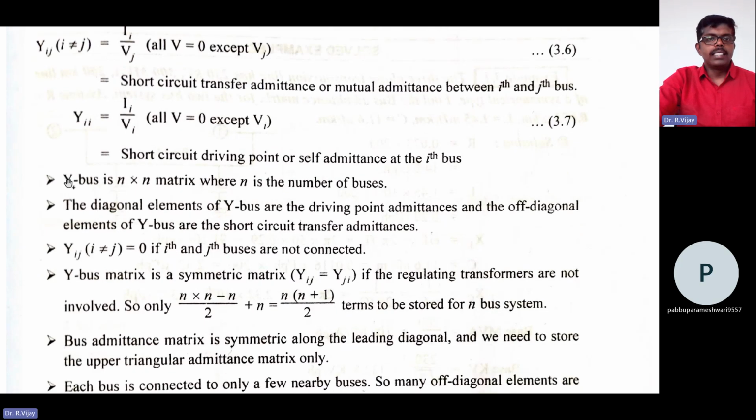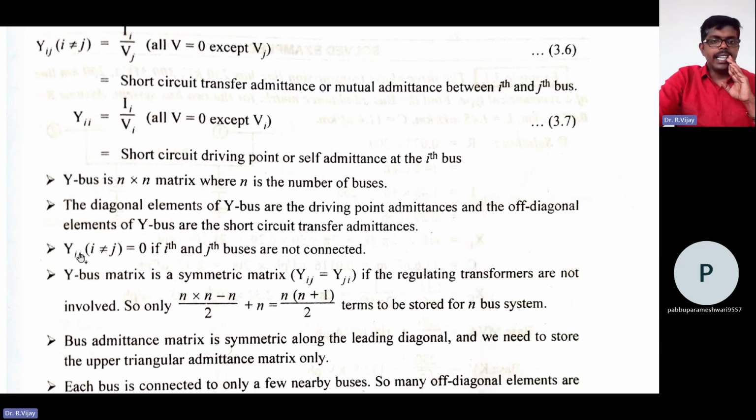Next, Ybus is an n by n matrix, where n is the number of buses. As I said, for example, if there are 3 buses, then n is also 3. Then the diagonal elements of Ybus are the driving point admittances, and the off-diagonal elements of Ybus are the short circuit transfer admittances.